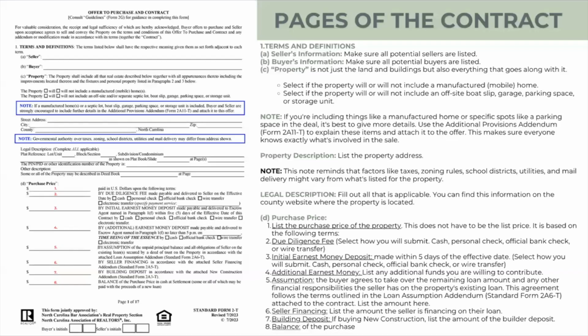So page 1. Number 1 will be the terms and definitions. Make sure to put all of the sellers listed under sellers and all of the buyers in B. And let's see, C is property. So it's not just the land and buildings, but also everything that goes along with that.